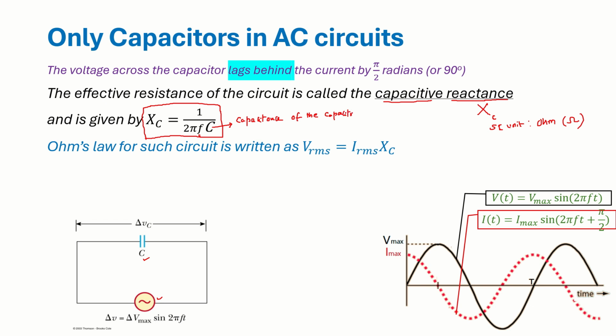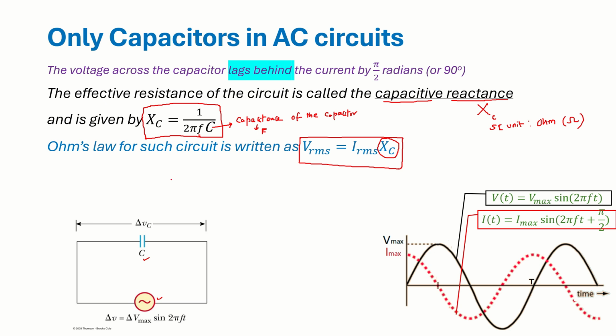The SI unit for this capacitance is the farad, simply capital F. In our labs we usually use microfarad, millifarad, and nanofarad capacitors, because the farad is a very big unit. Ohm's law is also valid in AC circuits, that is V equals IR. The only difference is that in place of resistance we use the capacitive reactance. This is the formula. Let's do some problems.